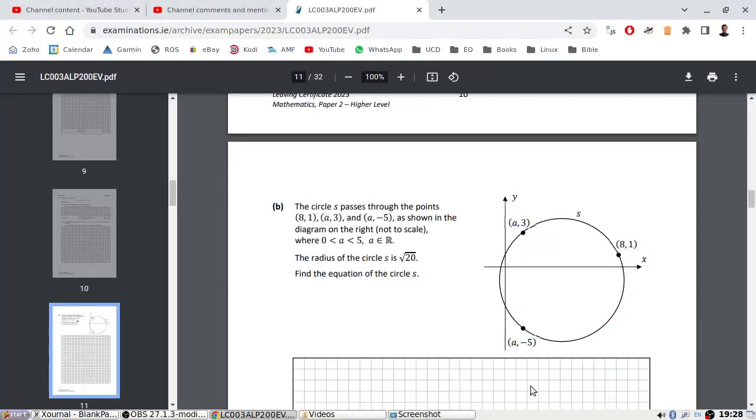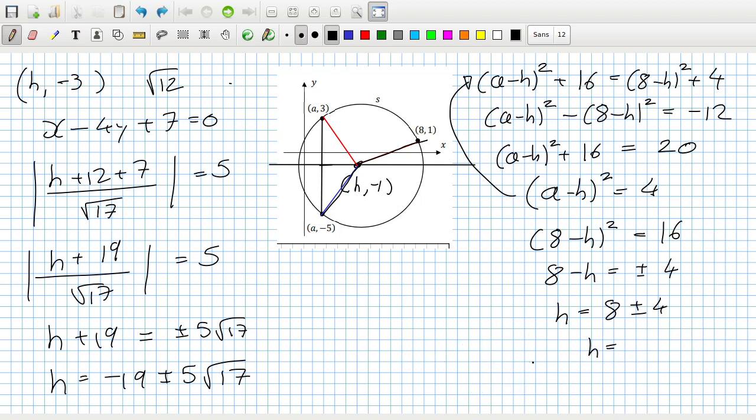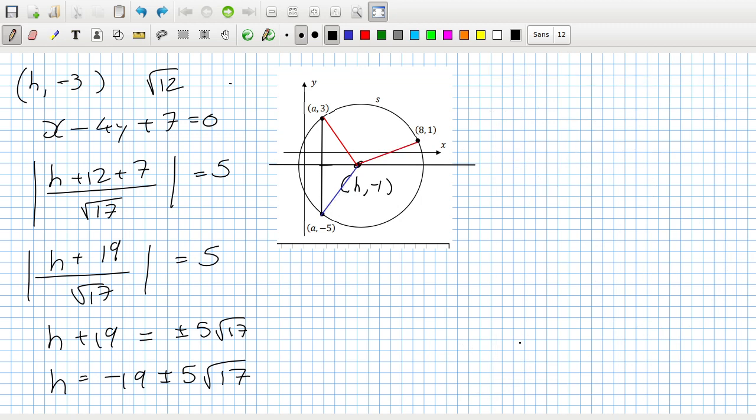That's too big, isn't it? A has to be between 0 and 5. So something has gone wrong. Back to the drawing board. Okay, let's do this again.